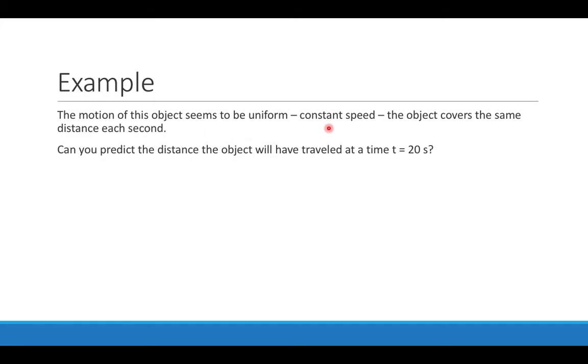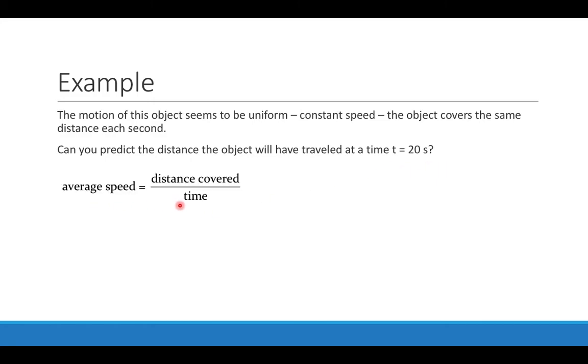When the speed is constant, then you can make predictions about the motion. So we could ask, knowing that the speed of that particular object is constant, can we predict the distance that the object will travel in a time interval of 20 seconds.